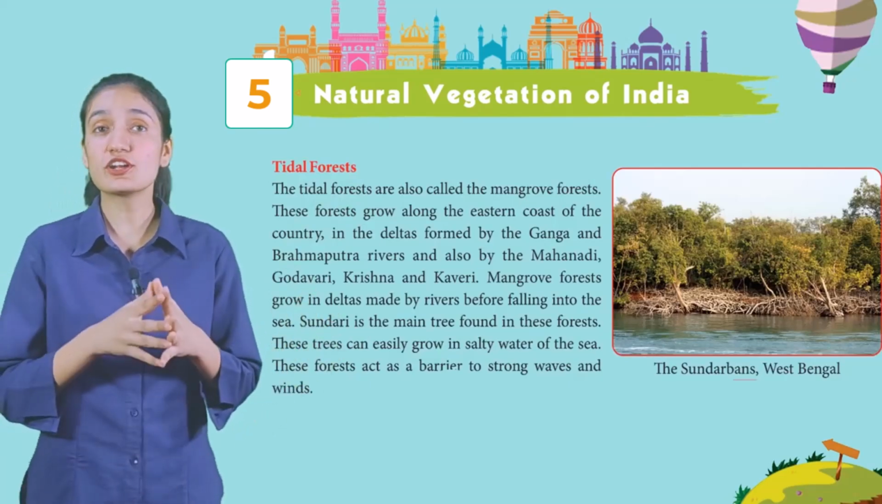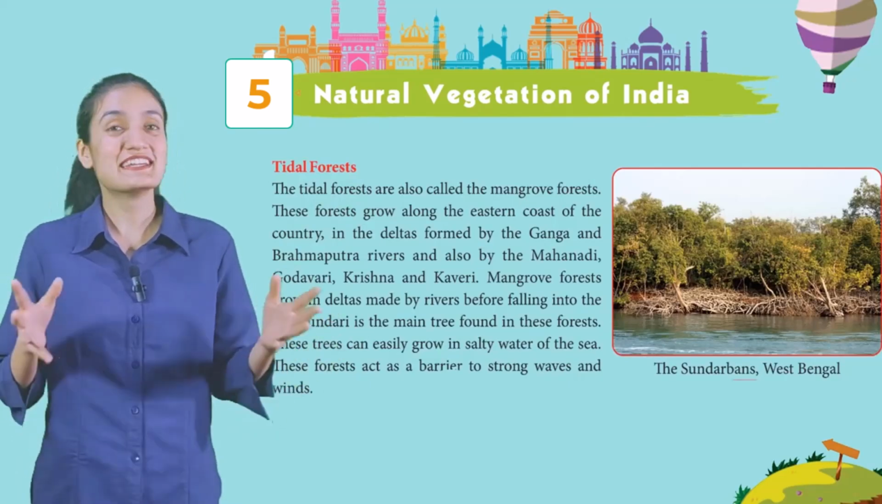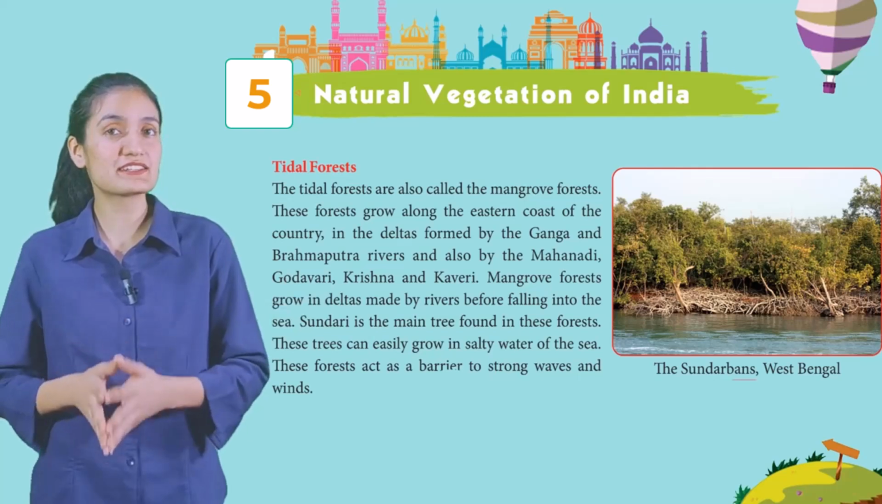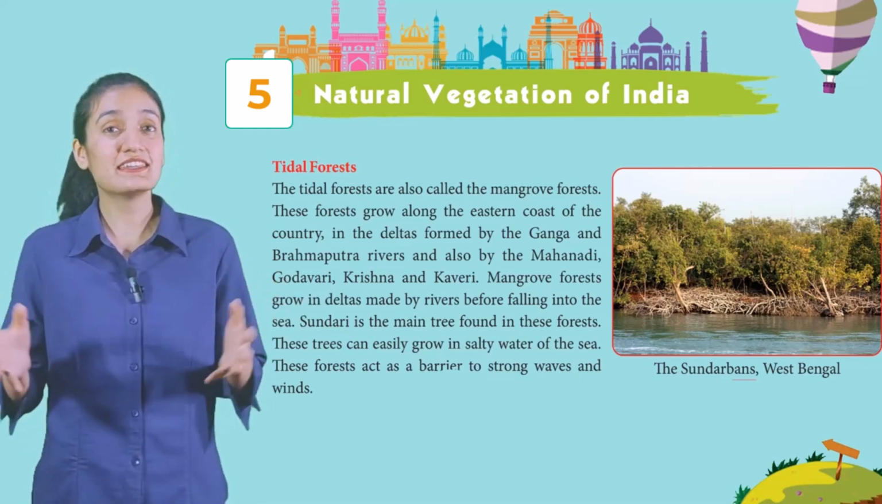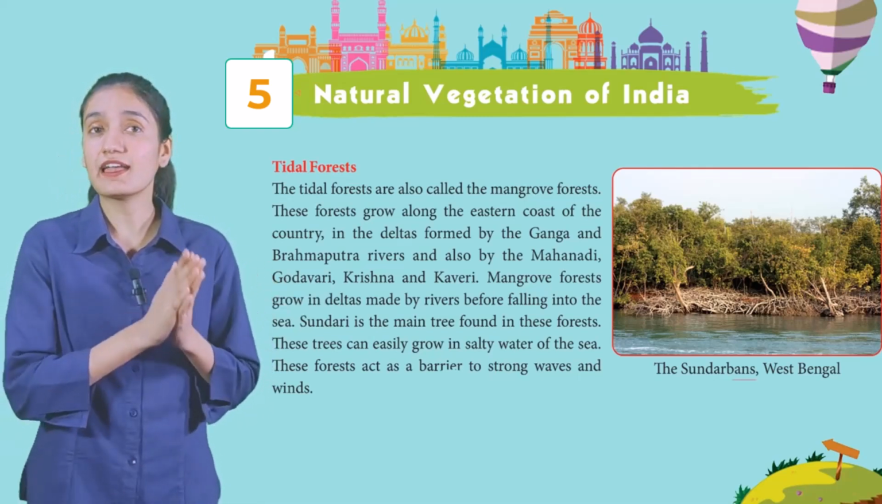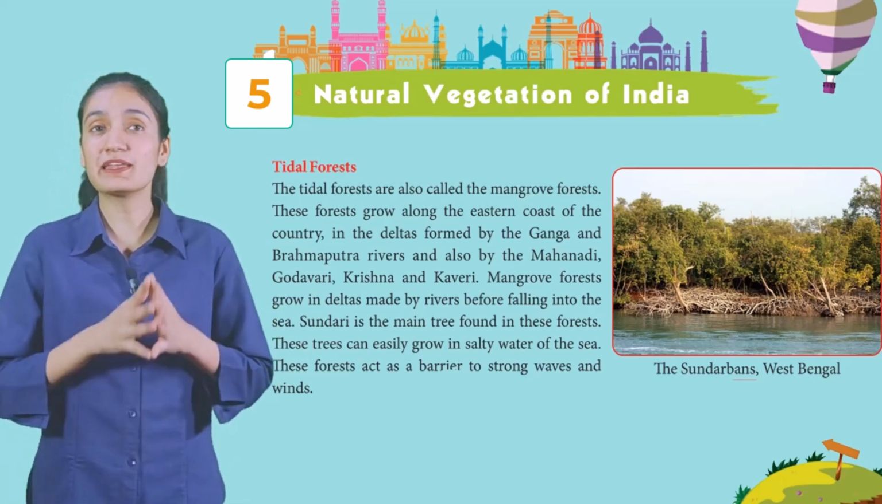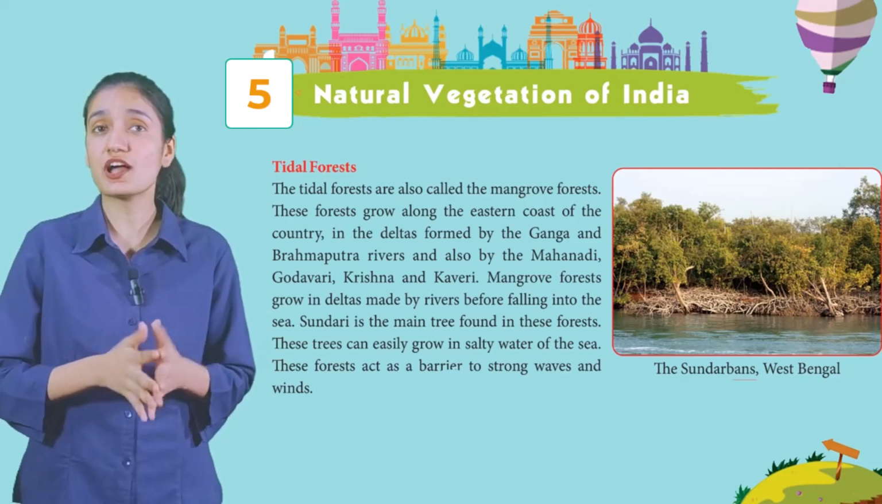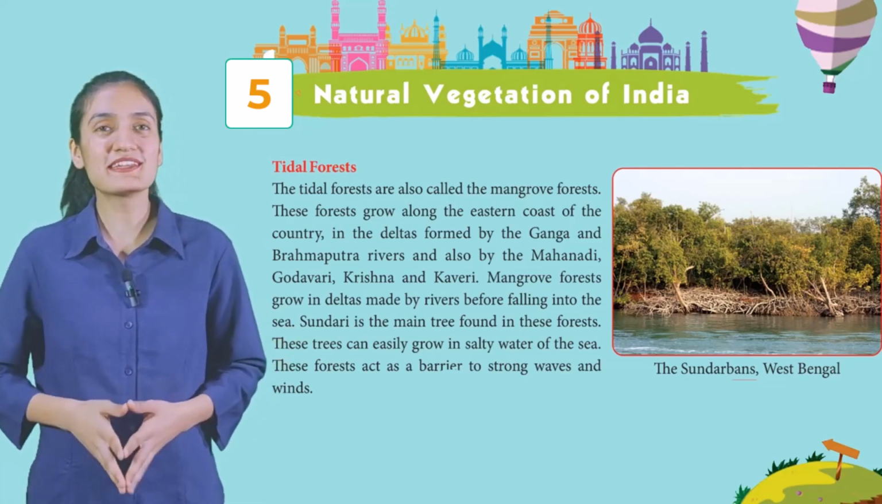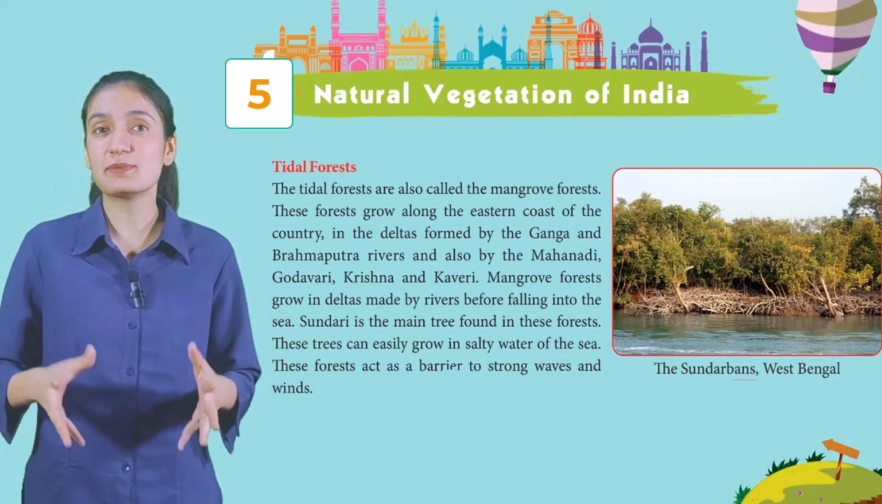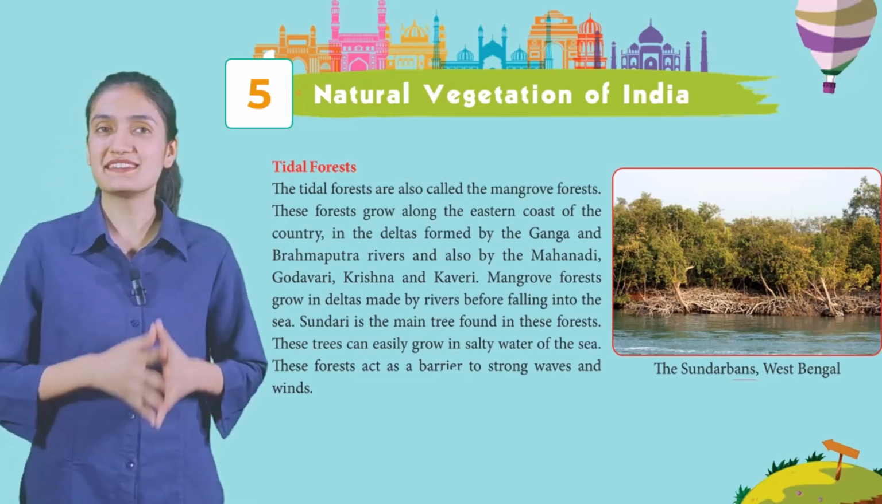The tidal forests are also called the mangrove forest. These forests grow along the eastern coast of the country in the deltas formed by the Ganga and Brahmaputra rivers and also by the Mahanadi, Godavari, Krishna and Kaveri. Mangrove forests grow in deltas made by rivers before falling into the sea.